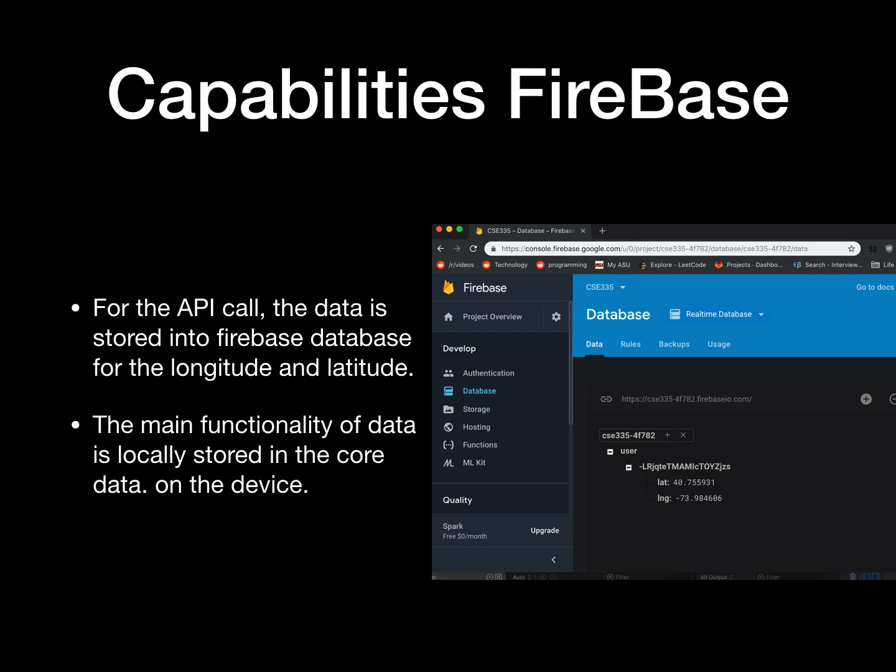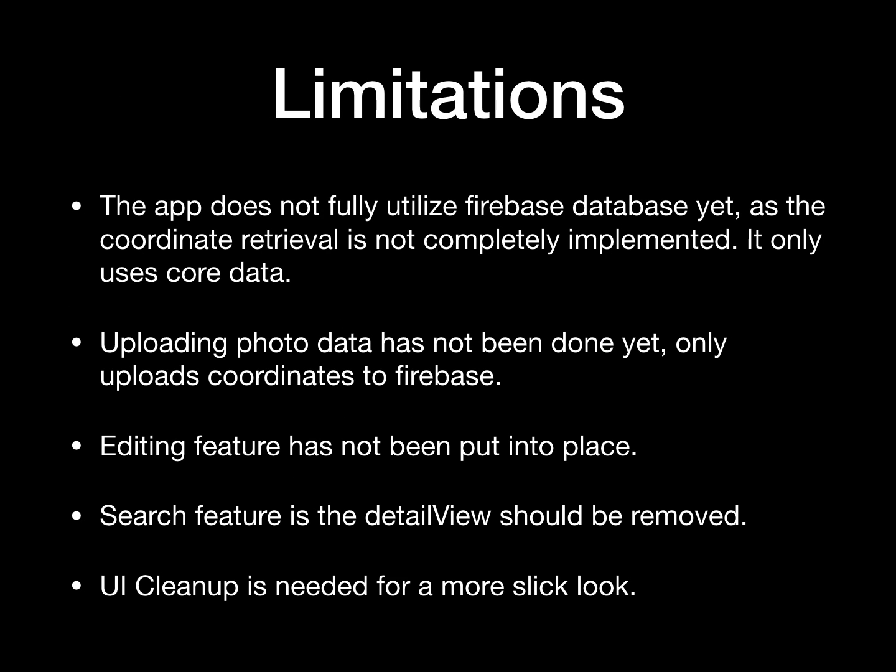And as you can tell, the latitude and longitude from the previous city is stored onto Firebase through an API call, as I use CocoaPods as the main way to interact with the Firebase system through iOS. So the limitations of my app currently is that it does not fully use Firebase data. I don't upload the picture at all. I only upload the coordinates, and mainly core data is my persistent database.